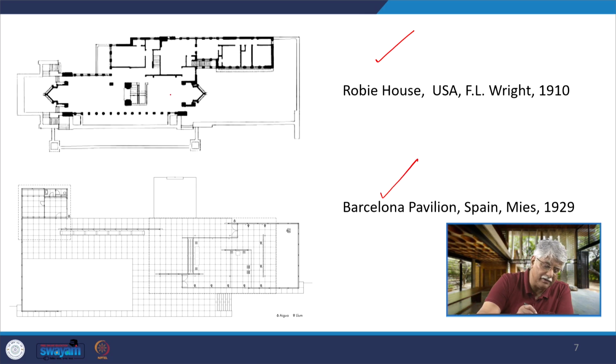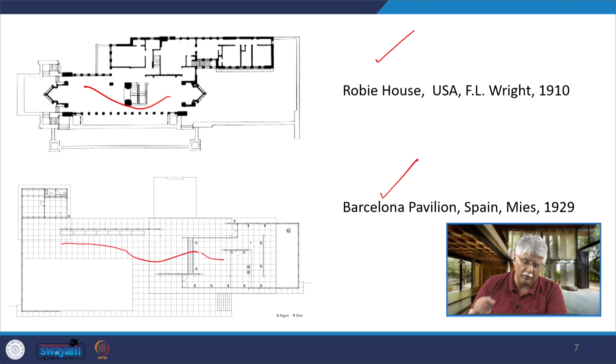How space flows linearly here, and also within and outside. The only difference is that this house, the Robie House by Frank Lloyd Wright, is, let us say, a little more traditional. It has Art Nouveau grillwork on the windows. It has a little more American tradition in it. Whereas Mies van der Rohe's pavilion in minimal steel and glass is very sleek and modern.